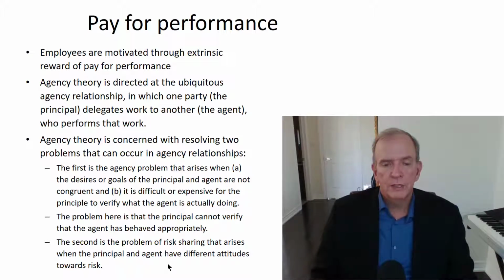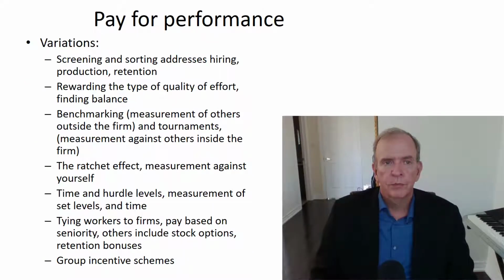The second is the problem of risk sharing that arises when the principal and agent have different attitudes towards risk. So when we think about pay for performance, there are different ways that can be put into place. Screening and sorting, hiring, production, retention, how we look at the performance level. Screening and sorting the information can give us good information for hiring and production. Rewarding the type and quality of effort, finding balance there between what's been produced and the quality of effort.